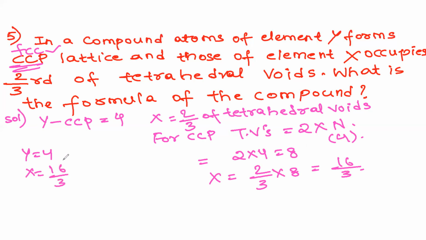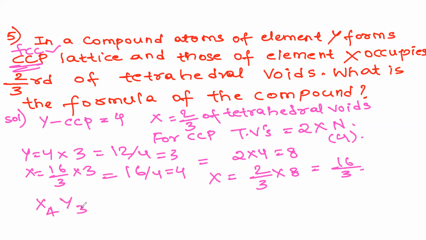Multiplying by 3 for both X and Y, we got Y is equal to 12 and X is equal to 16. By taking common factor 4, because 4 divides 16 four times and 12 three times, we cannot divide further. So X is equal to 4, Y is equal to 3. So the answer is X4Y3. This is the answer.